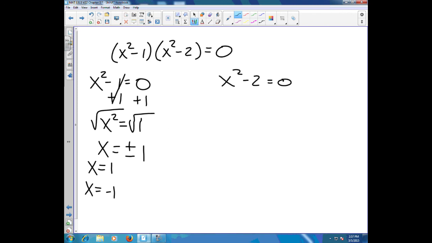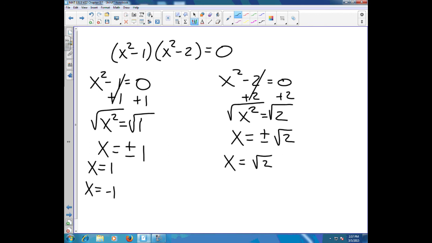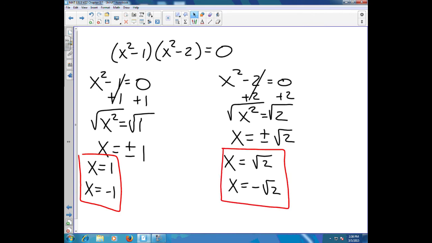Now we want to do the same thing for the other equation. Add 2 to both sides. We get x squared is equal to 2. Take the square root. x is equal to plus or minus the square root of 2. The square root of 2 doesn't simplify. And so we get 2 more solutions, the square root of 2 and negative square root of 2. We started off with x to the 4th, and we finished with 4 solutions, and that's what you would expect. You should have 4 solutions for any equation that is x to the 4th power.